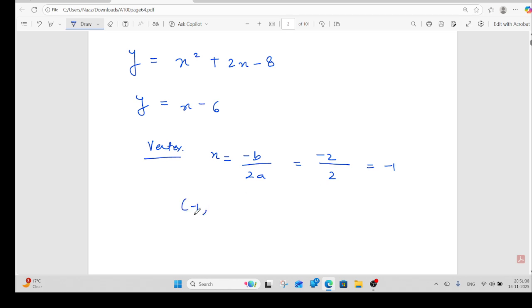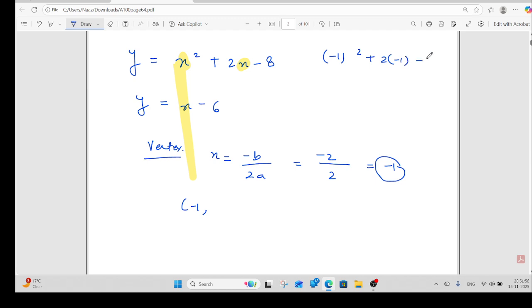So we have negative 1 comma, and we plug this negative 1 in place of x. So in place of this x, we will be plugging the value of x, which is negative 1. So negative 1 squared plus 2 times negative 1 minus 8 will give you 1 minus 2 minus 8, which equals negative 9. So our vertex is negative 1, negative 9. And the vertex is also on the axis of symmetry, right? We know this because our graph is symmetric about this point.